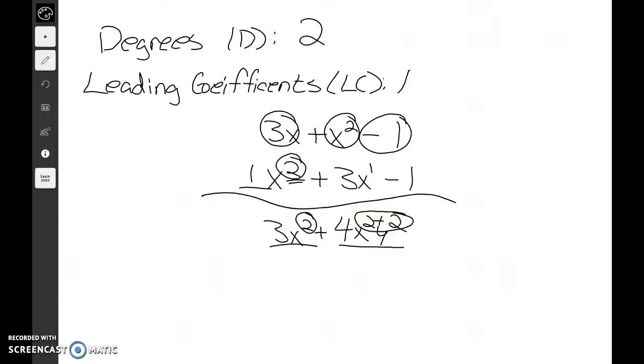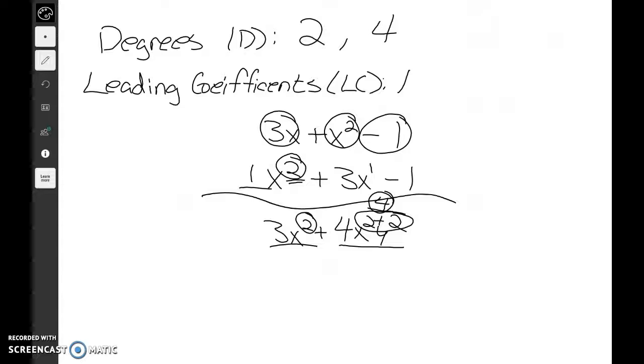So what is 2 plus 2? 4. So here the higher degree would be the greater number. So in this case, the higher degree would be 4. So we're going to use 4 as our degree. So in our second example, 4 would be our answer in that problem.